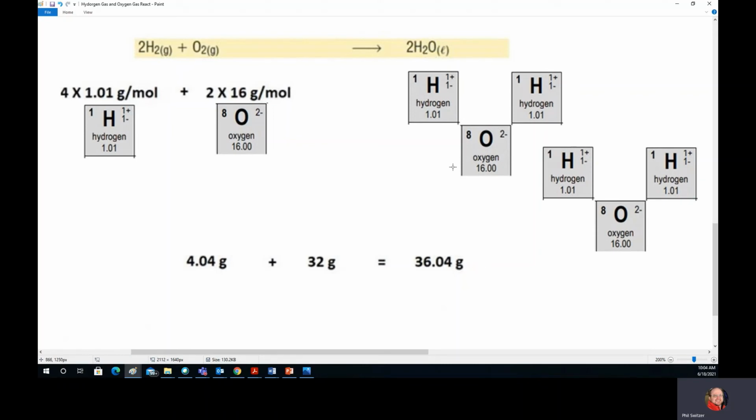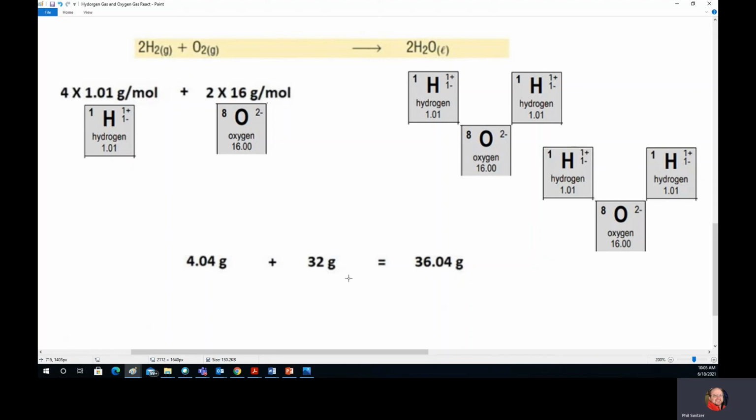But let's check this side. Let's check 1 mole of water. 1 mole of water is going to be 1.01 plus 1.01 plus 16. That's going to be 18.02. Check it one more time though. Clear your calculator off. 1.01 plus 1.01 plus 16. Again, 18.02. Take 18.02, just multiply it by 2. In other words, 2 water molecules or 2 moles of water, 36.04. You'll see that these two match.